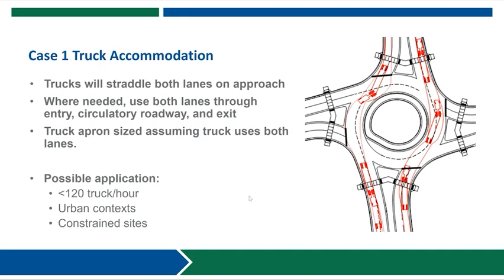For case one, we assume that the truck will utilize both lanes as it enters, circulates, and exits the roundabout. So a truck would typically straddle the lane line on the approach to prevent a vehicle from pulling up next to it, and then it would utilize the full width of the roadway as it navigates through the intersection. The width of the truck apron around the central island would be dictated based upon this assumption that the truck is going to use the full two lanes, which usually results in a narrower truck apron for case one type designs.